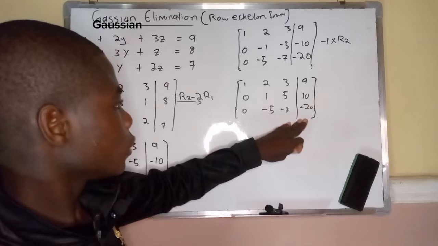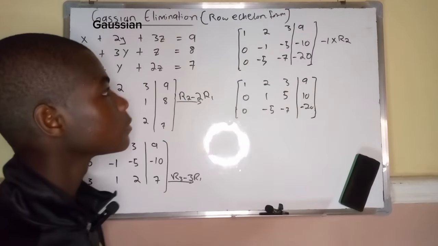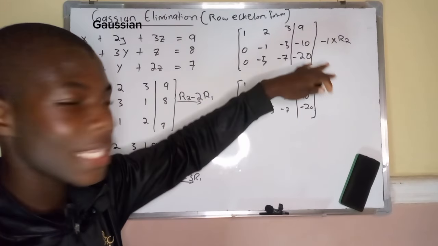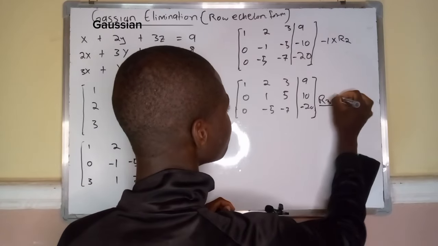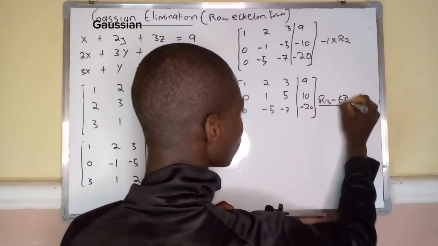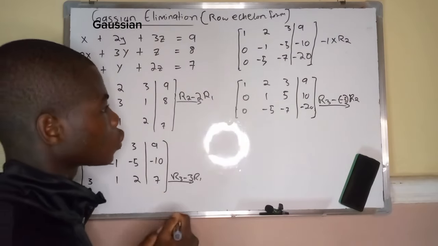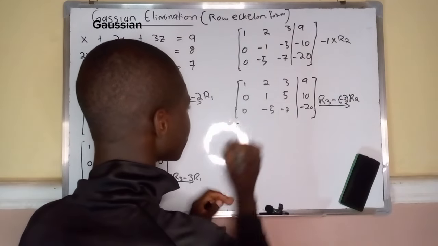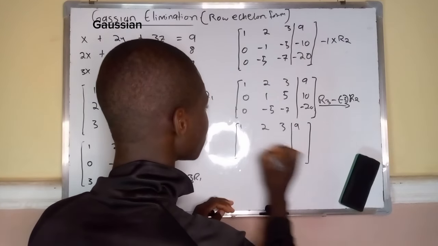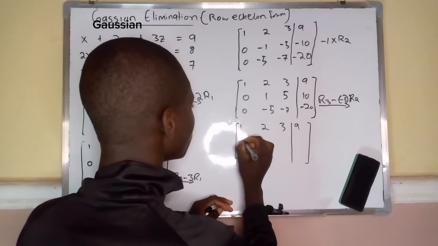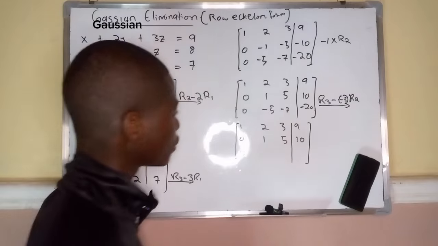So let me apply the operation that I put before, before eliminating the negative signs. So let me say row 3 minus negative 5 multiplied by row 2. So the new augmented matrix will be 1, 2, 3, 0, 1, 5, 10. And therefore I have 0 here.